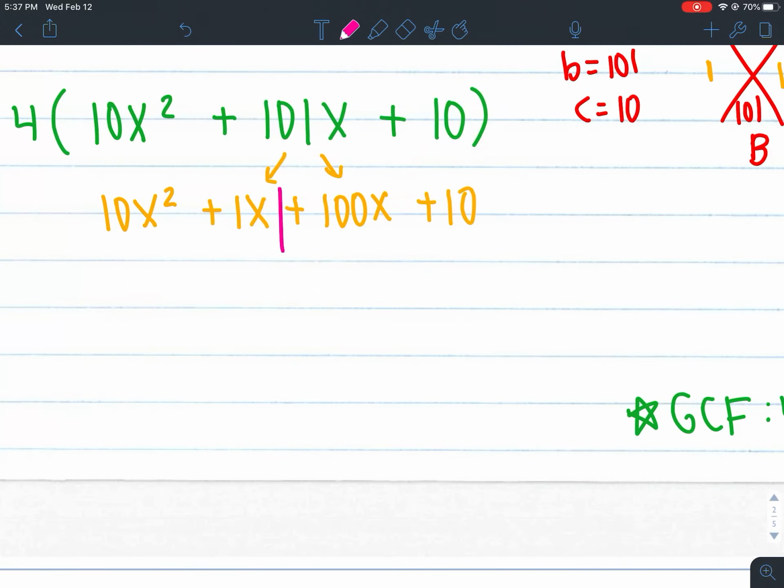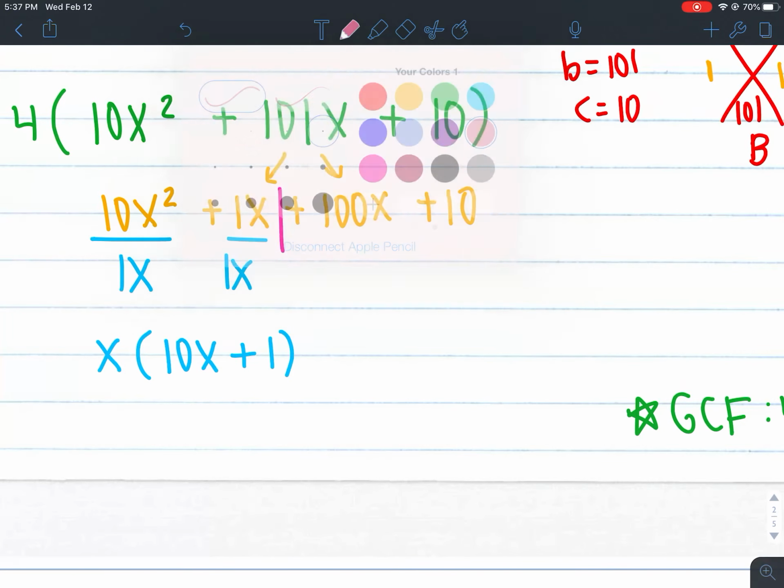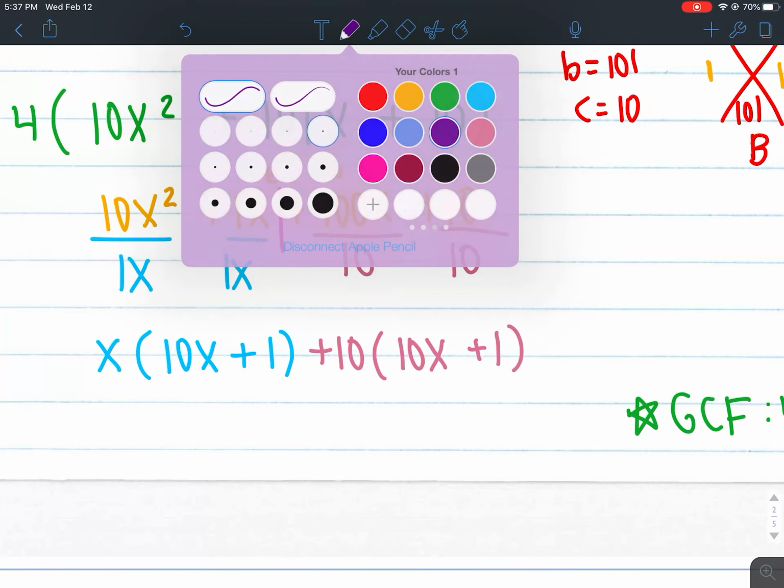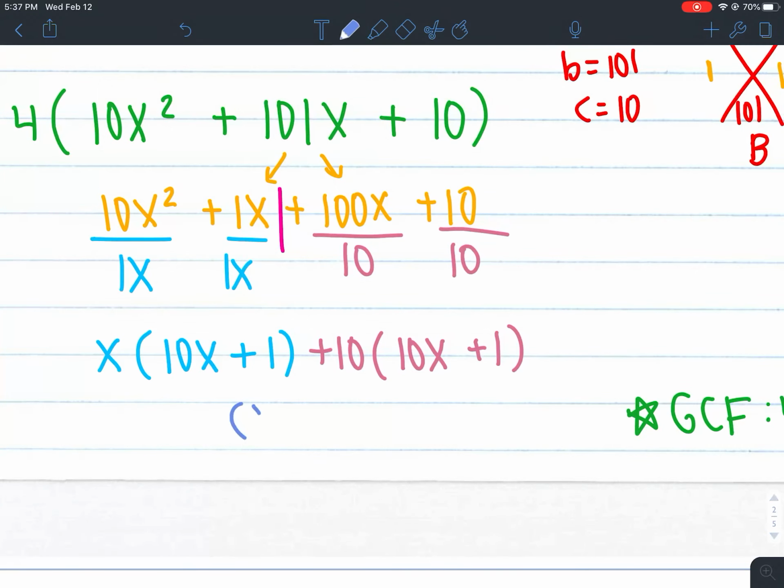We're going to factor by grouping. So my GCF of the first 2 is just 1x. So I would take out an x, and I would have 10x plus 1 left. The GCF of the second 2 would be 10, and I can't take out any x's there. Oh, 10x plus 1. Whoops, 100 divided by 10 is 10. So 10x plus 1. And then I have x plus 10, and then I have 10x plus 1 as my other factor.